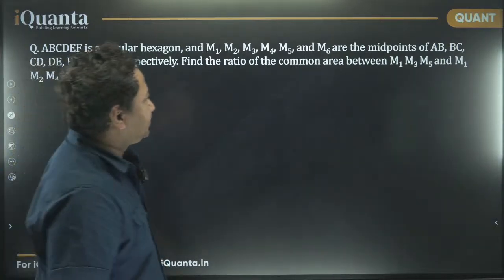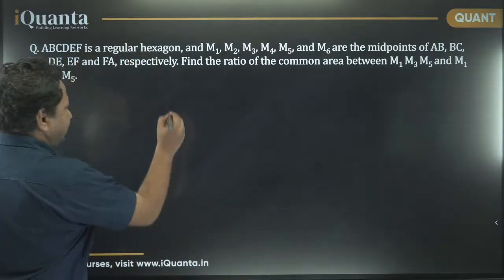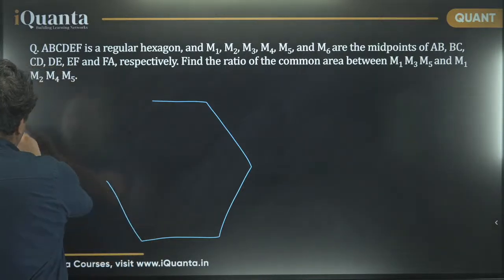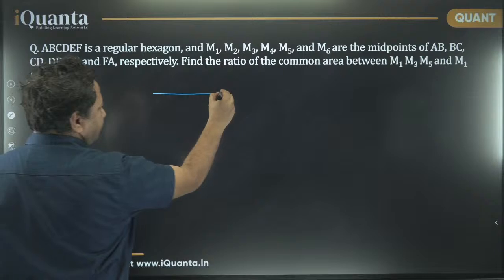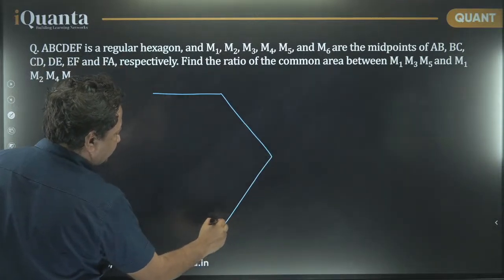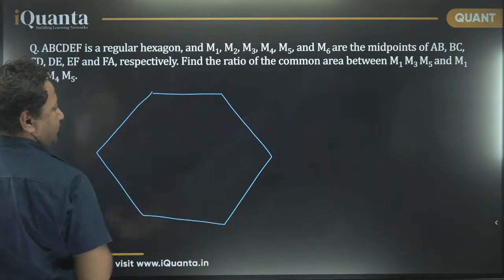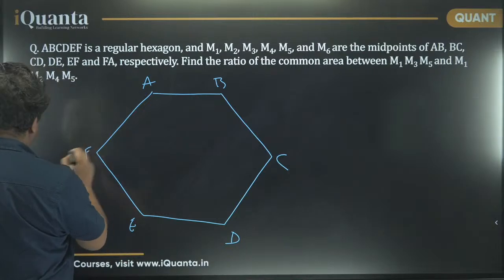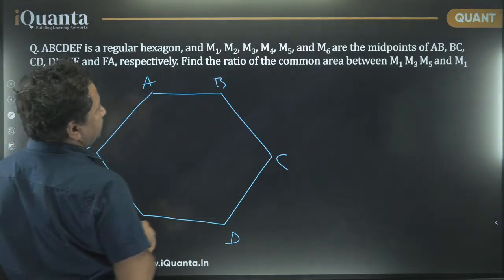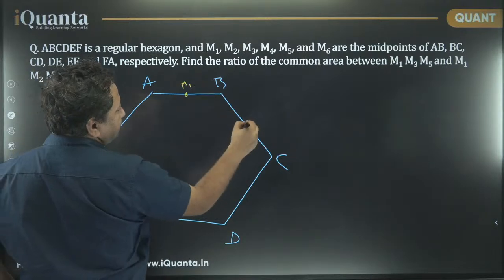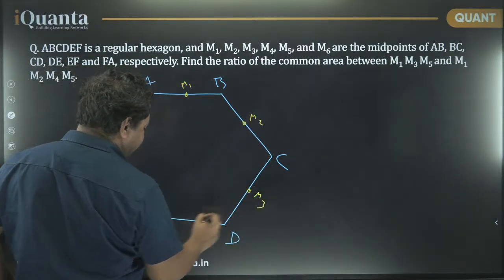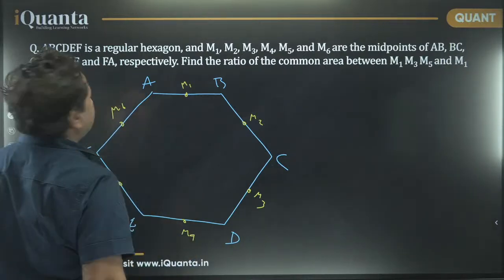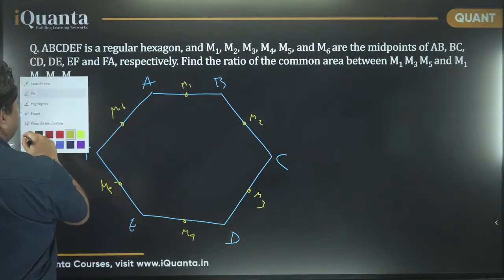चलो करते हैं. We have a regular hexagon. Okay. A, B, C, D, E, F. These are midpoints, M1, M2, M3, M4, M5 and so on till M6. Okay. अब ये क्या बोल रहा है?